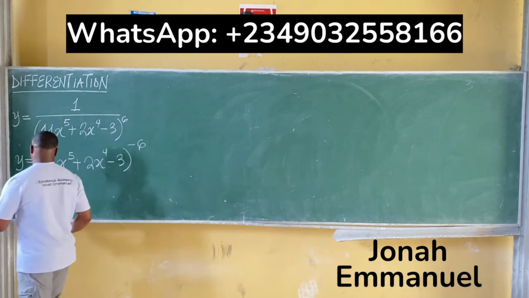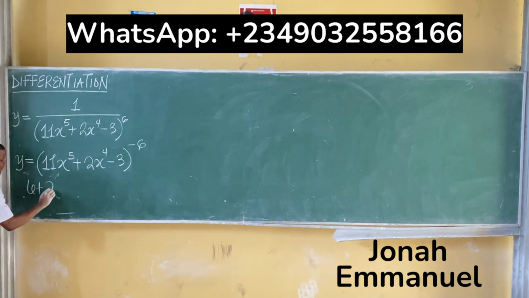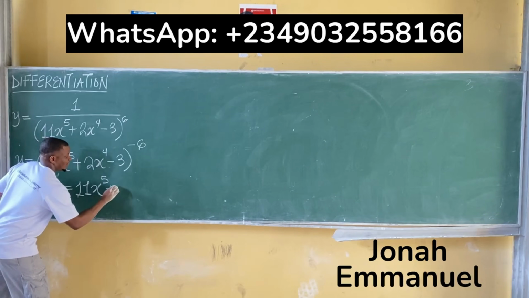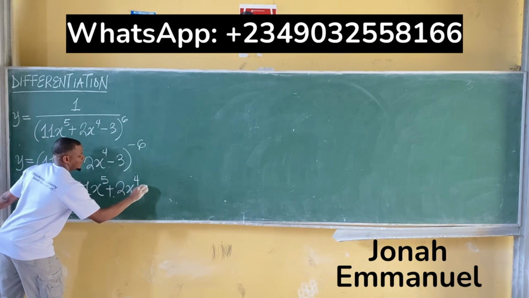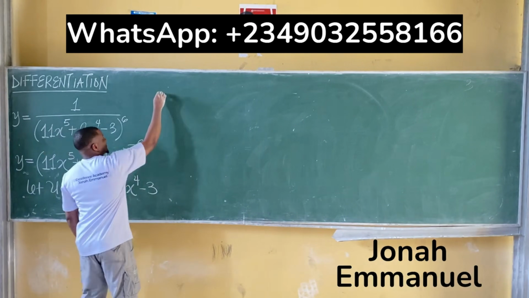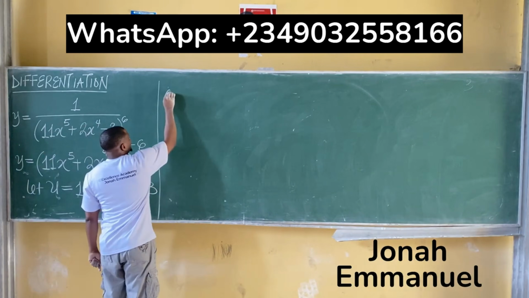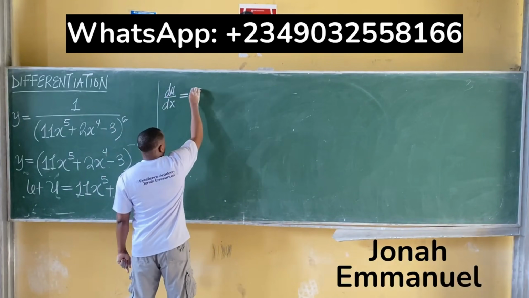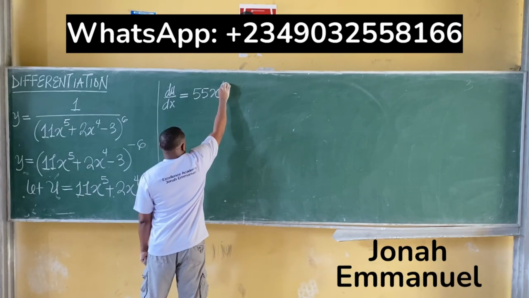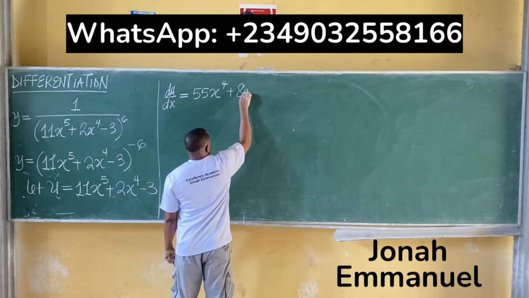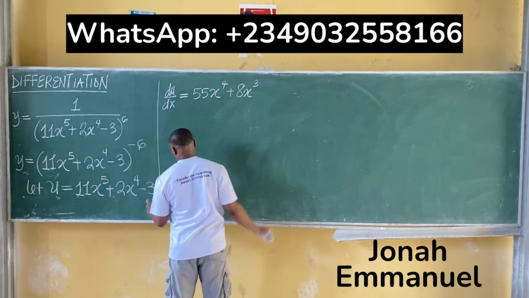Rule is simple. Let u be equal to the term in brackets. What's the term in brackets there? 11x^5 + 2x^4 - 3. So you have this. Next up, get the du/dx. The du/dx is equal to, what do you have here? 55x^4 plus 8x^3. Constant is gone.